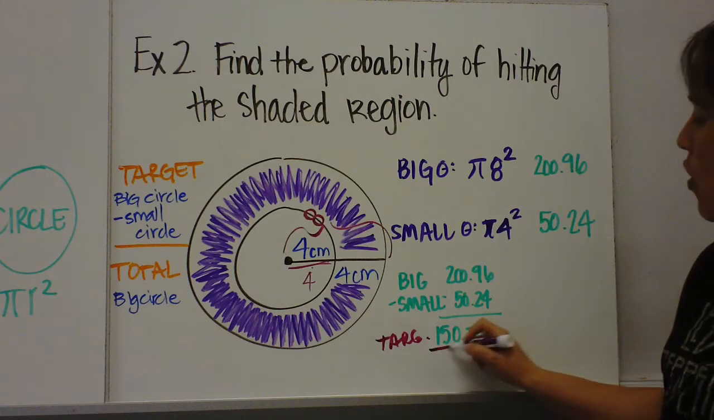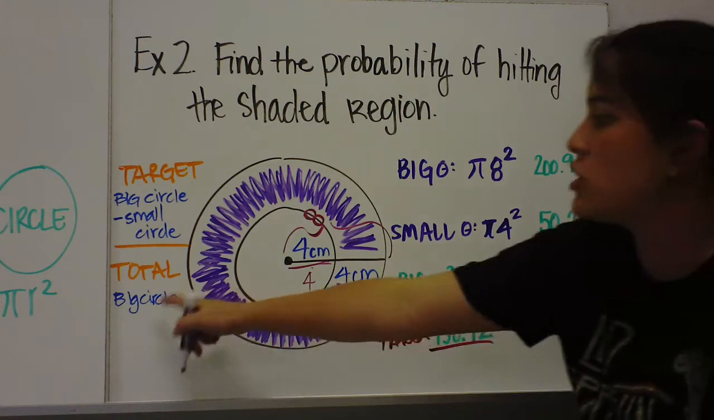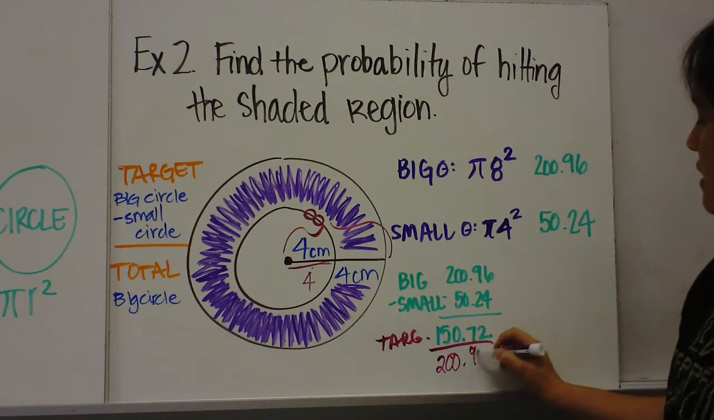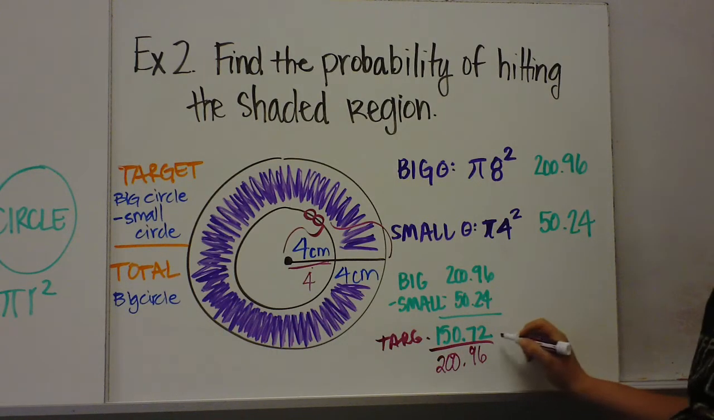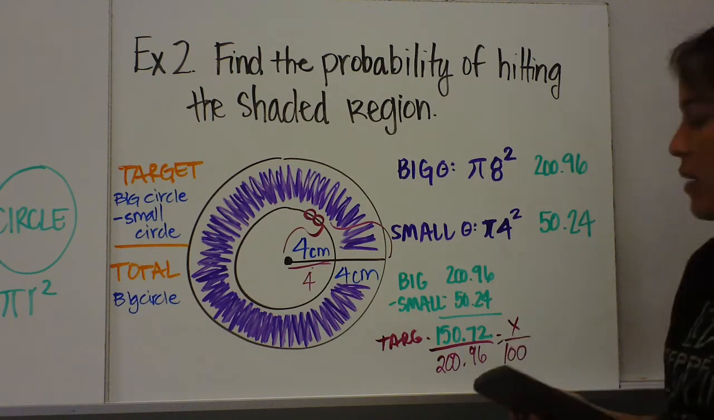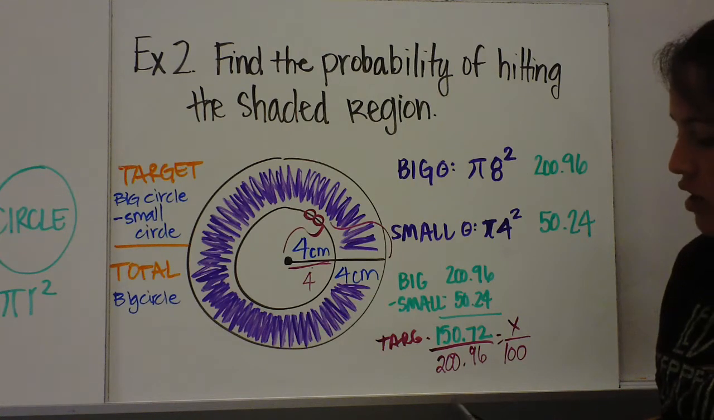And we need our total area. The total area is the big circle. So that would be the 200.96. And we want a percent. So we set it up as a proportion. Now I can solve it.